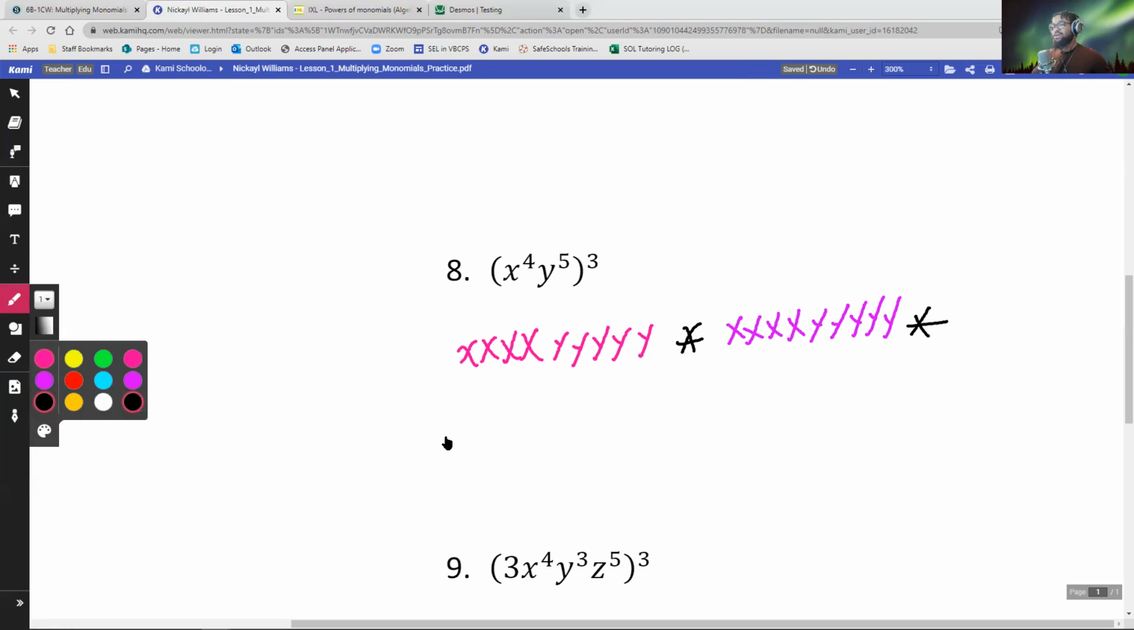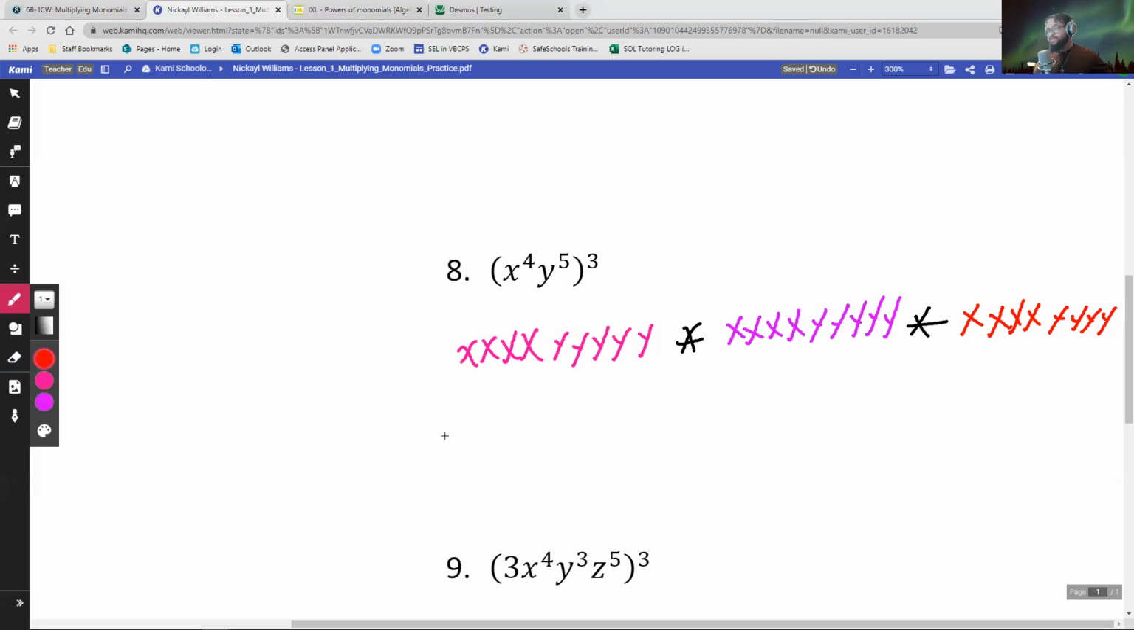And then once again, all times finally x times x times x times x times y times y times y times y. All right, this is expansion, power expansion. This is what we do. One of the methods we can use to solve these things. I've written out my x to the fourth, y to the fifth, 3 different times.